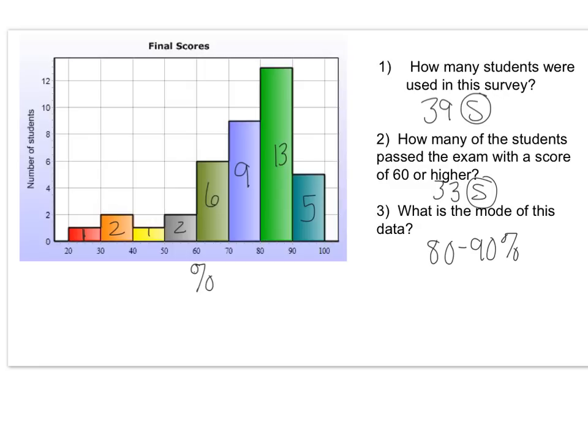Question 2, how many of the students passed the exam with a score of 60 or higher? Well, that eliminates this person, these people, this person. And so when I added up the rest of who had 60% or higher, that was 33 students. And then, of course, I'm looking for the mode, which is the range that happened most often, and that's between 80 and 90%.